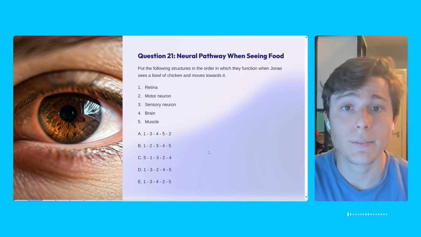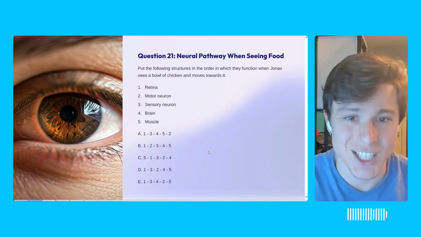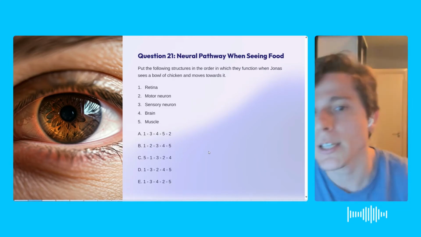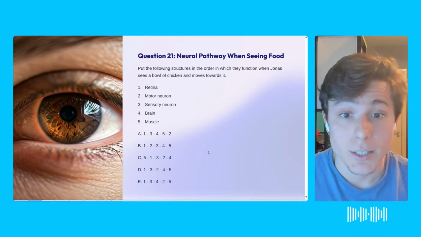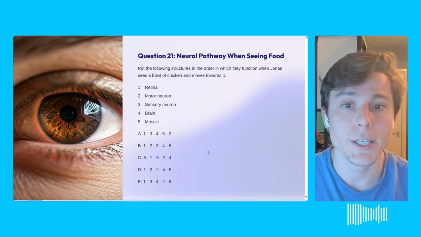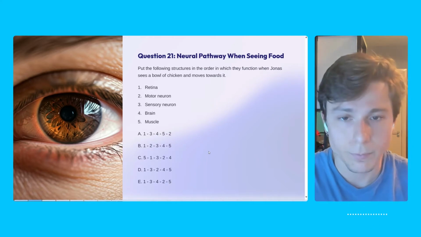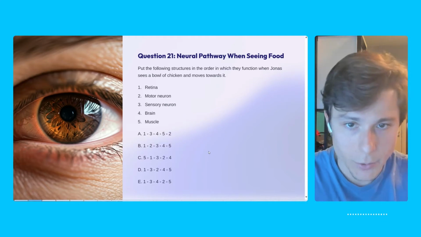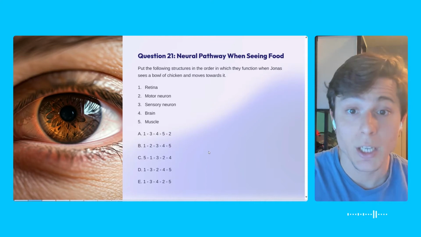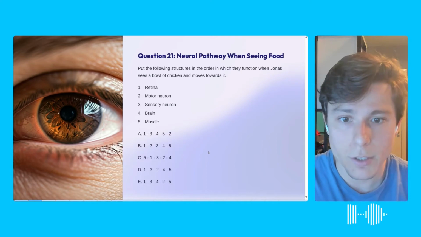After that, the brain gets the message and says, okay, I know what you want, let's go grab it. So there will be an action going on. Our muscles are going to grab that bowl, or just walk towards it. But before the muscles can take action, this information has to go to them, and that's going to happen by the motor neuron. So let's just recap. First, we're going to have the eye, the retina, 1, the sensory neuron, 3, brain, 4, 2, and 5. Do we have this option here?